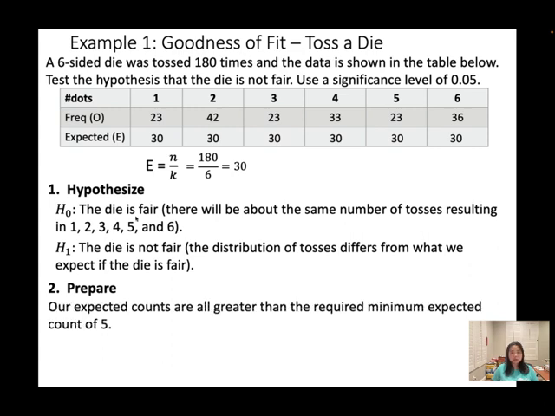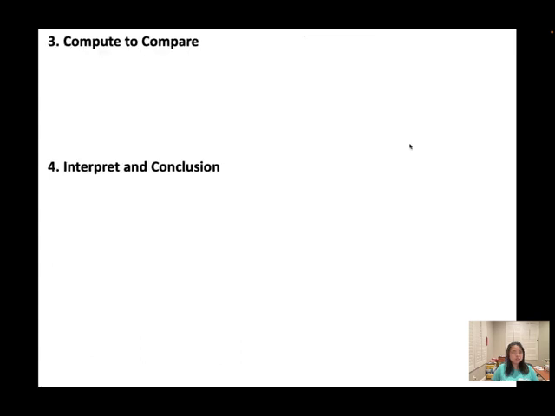Hypothesize, done. Prepare: we state the condition. Our expected counts are all greater than the required minimum expected count of 5. So each expected frequency is at least 5. This is good. Now we're going to use the formula to find the test statistic. On the exam, I let you use the calculator, and I'm going to show you how to use your calculator. So chi-square is equal to 11.2.